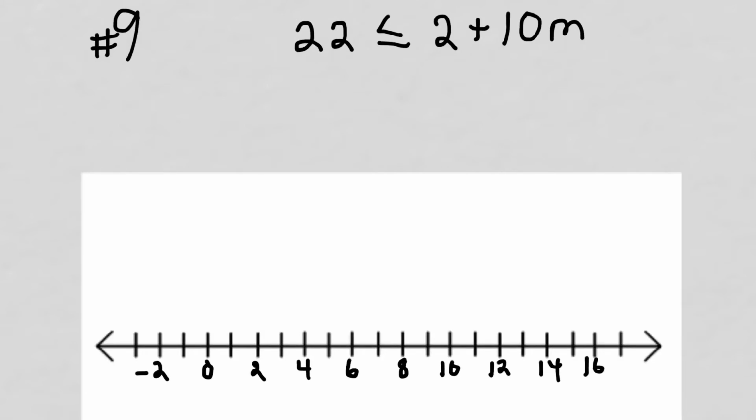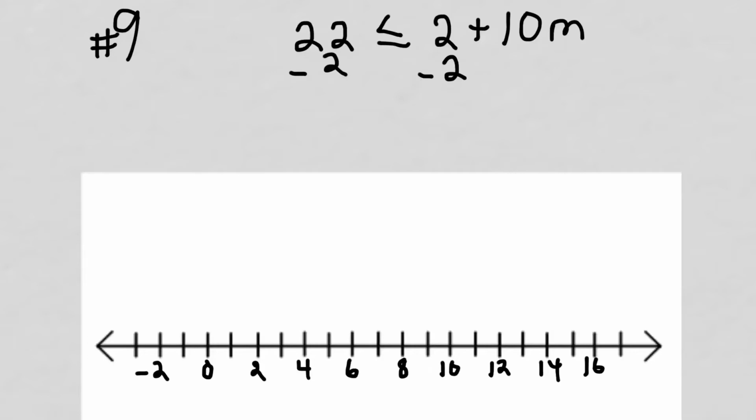All right, number 9. Let's look at this. We've got 22 is less than or equal to 2 plus 10m. One of the mistakes I've seen people in class make right now is they think, okay, let's go ahead and divide. You cannot divide yet. You have to get the multiplication by itself. You have to get that 10 times m by itself before you can divide. So we have to take care of this 2 first. The way to do that is we're going to subtract 2 from both sides.